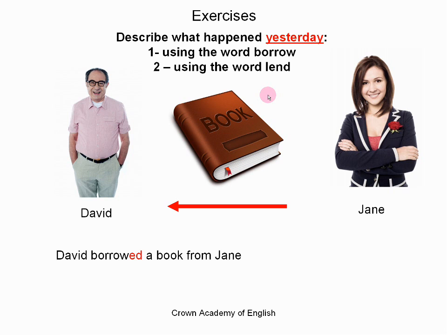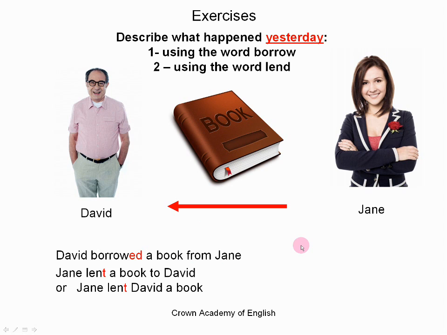Okay, so using the word borrow, David borrowed a book from Jane. So the past tense: we add -ed to the end of borrow, and the rest of the sentence has the same structure, borrowed something from somebody. And for the verb lend, Jane lent a book to David, or Jane lent David a book.